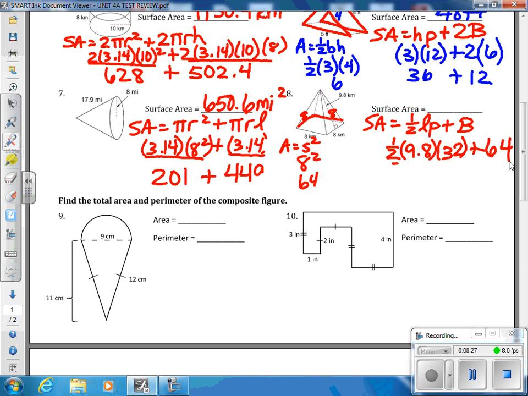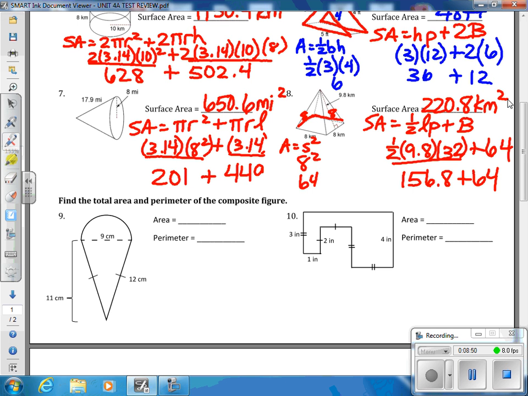Now you want to do the multiplication part first. So 1/2 of 9.8 times 32, which gives you 156.8. Then add the 64. So that means your surface area for this pyramid is 220.8 kilometers squared. Okay, so once again, you need to know how to find the surface area of these shapes as well as the volumes.